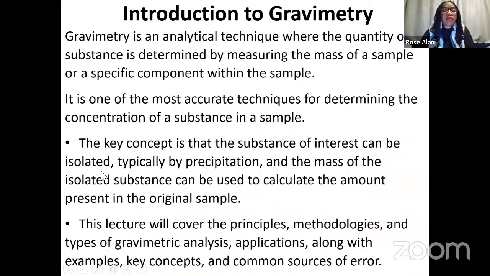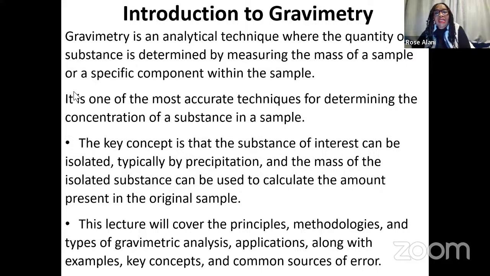Gravimetry is an analytical technique where the quantity of a substance is determined by measuring the mass of that substance in a sample, or the mass of a specific component of the substance in that particular sample that we're looking at. This method is one of the most accurate techniques for determining the concentration of a substance in a sample. I'm talking of gravimetry.